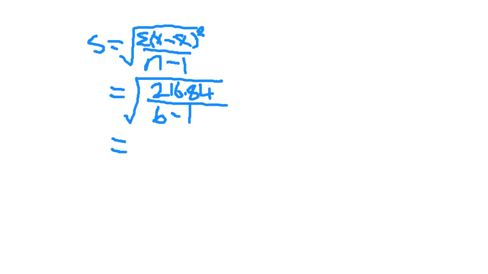Well, I'm not going to rewrite it because we know what 6 minus 1 is. It's 5. So what is 216.84 divided by 5? 43.37. Absolutely, and the last step is, nope, you don't ever round up to a whole number. I mean, you round up to get to the 2 decimal points, but you don't make it a whole number.